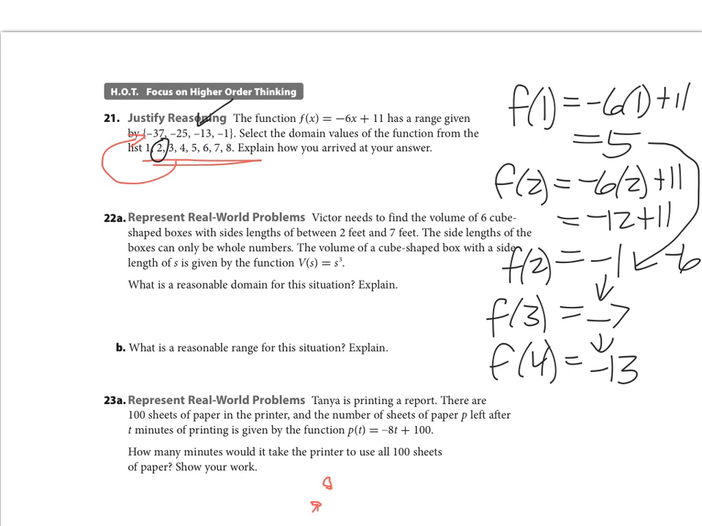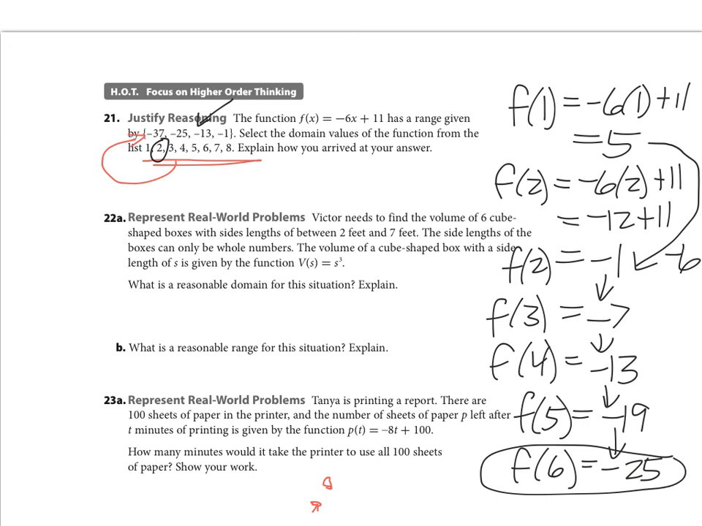If I do f of 5, I'm going to go down 6 more, which is negative 19. F of 6 is going to go down 6 more, which is negative 25. Now, you should start seeing a pattern here. These are the values that are working. What do you notice about all these values? They're all even values, giving me the values that are up here, which are negative 1, negative 13, negative 25. So guess what's going to give me negative 37?